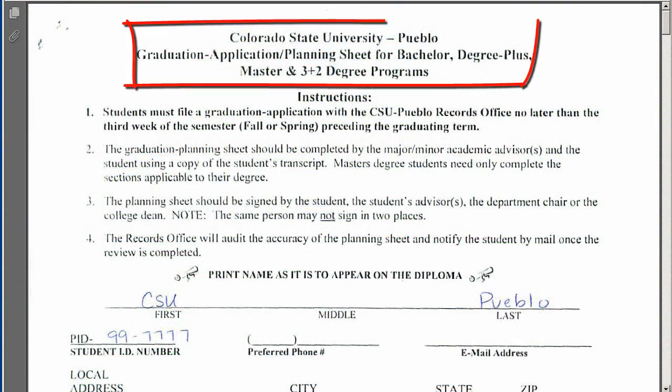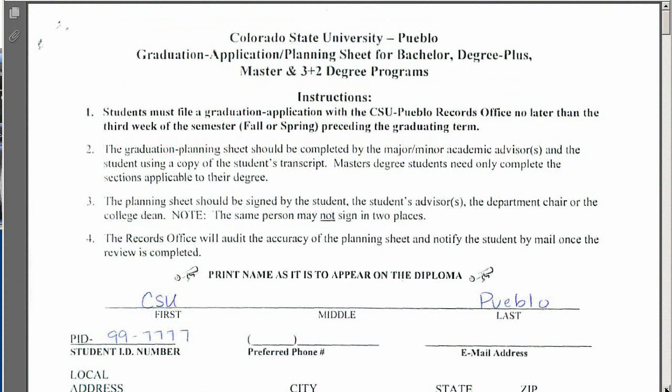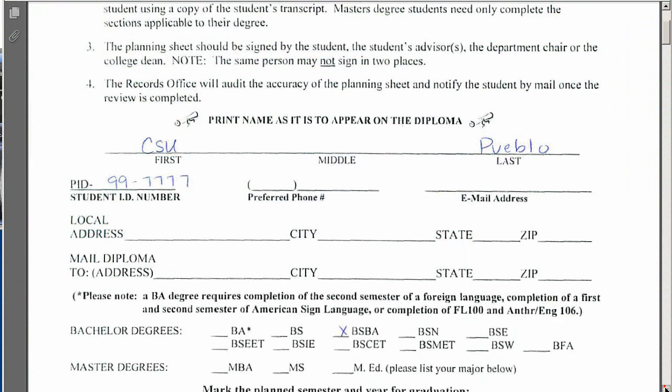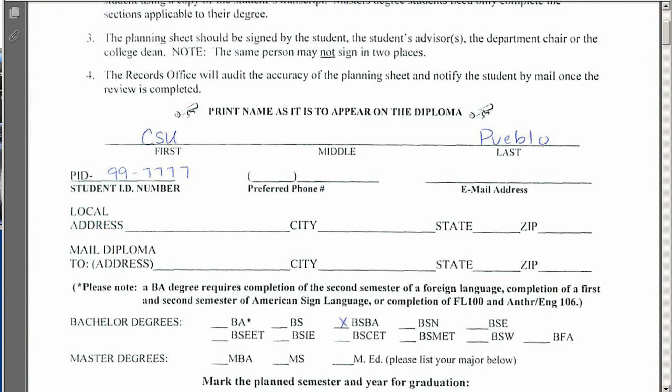This is a tutorial about how to complete a graduation planning sheet for any student graduating from CSU Pueblo. You will notice that at the beginning of the planning sheet, this is where the student inputs his or her personal information, PID, local address, mailing address, which should be a permanent address because that is where the diploma will be mailed later.